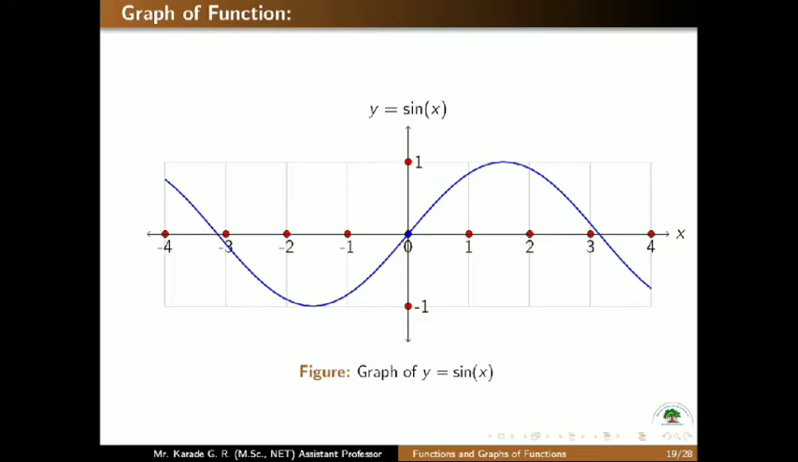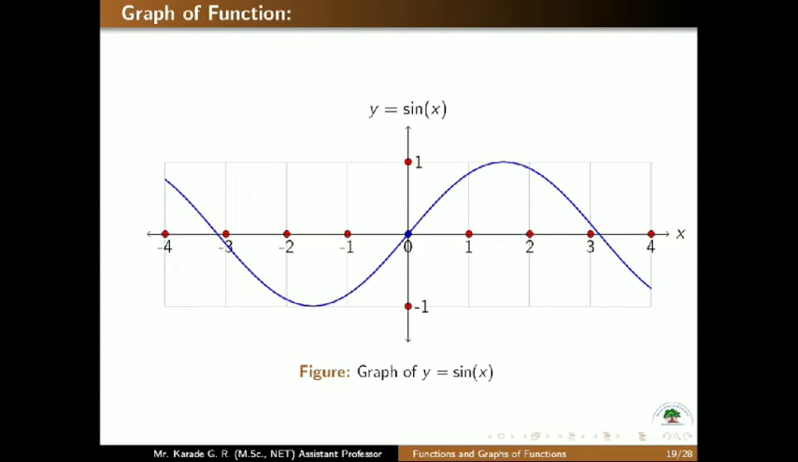And what about the period? The period of the sine function is the length of the shortest interval on the x-axis over which the graph repeats. In this case, the period of the sine function is 2 pi. The sine function has a range from -1 to 1. Looking at this sine curve, you can see it never goes outside of this range. The sine function is an odd function.